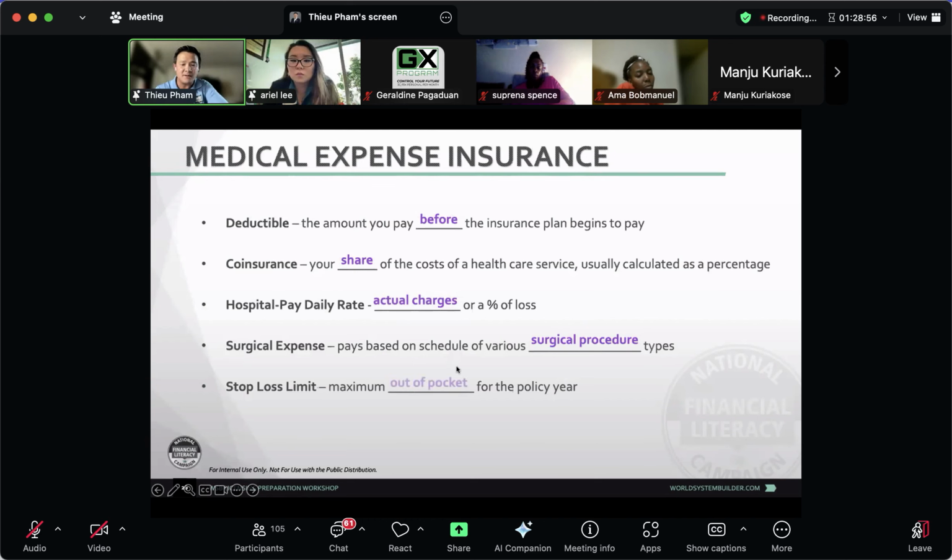Okay. Stop loss limit. The most you have to pay out of pocket. So a lot of these plans, maybe the out of pocket might be 10,000, 5,000. So once you have already paid that 5,000, the total of all the co-insurance and deductible, you don't have to pay anymore. Okay.